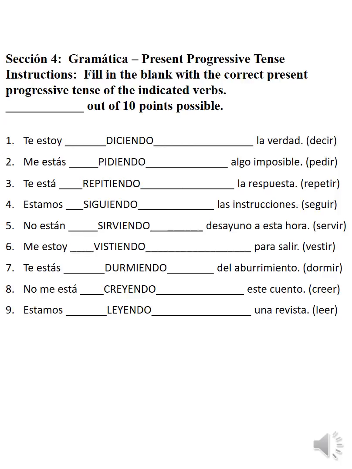Number 7, dormir becomes durmiendo, D-U-R-M-I-E-N-D-O. Creer becomes creyendo, C-R-E-Y-E-N-D-O. And leer becomes leyendo, L-E-Y-E-N-D-O.